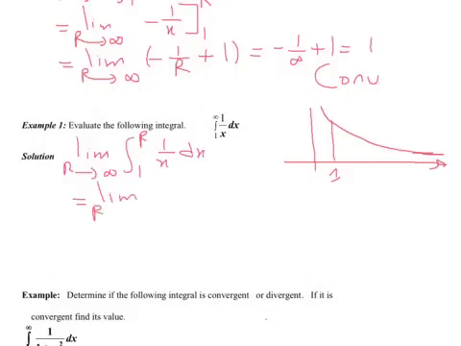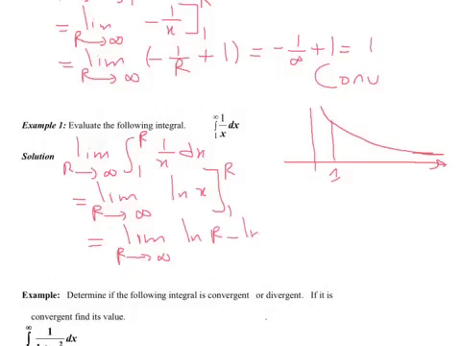that will be equal to the limit as r goes to infinity of ln x, x is positive, so we can leave it without the absolute value, from 1 to r, which is equal to the limit as r goes to infinity of ln r minus ln 1. Now, if we do the limit using substitution, it will be ln infinity minus ln 1, which is equal to infinity minus 0.